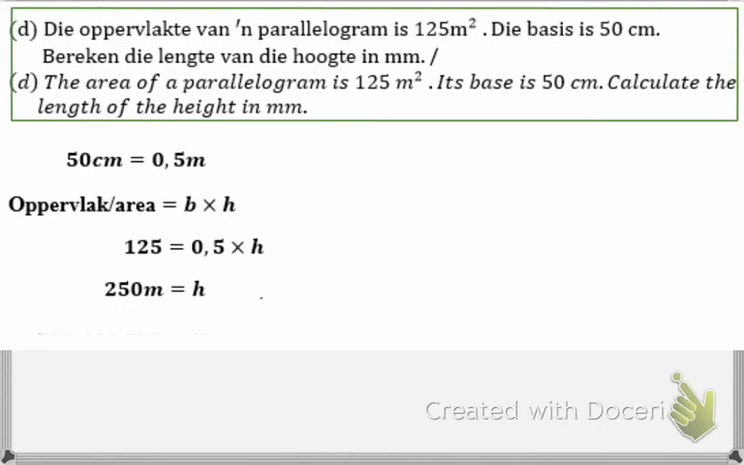Now let's convert that 250 meters to centimeters. I know that there's 100 centimeters in 1 meter. So if I multiply that 250 meters with 100, that's going to give me 25,000 centimeters. And I know that there is 10 millimeters in 1 centimeter. So if I multiply that 25,000 with 10, that will give me the answer in millimeters, which is then going to be 250,000 millimeters. That is the height of this parallelogram.